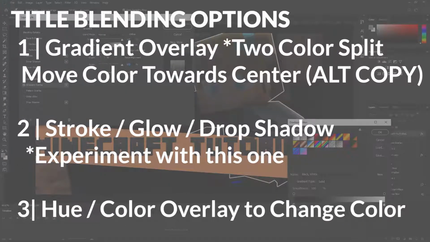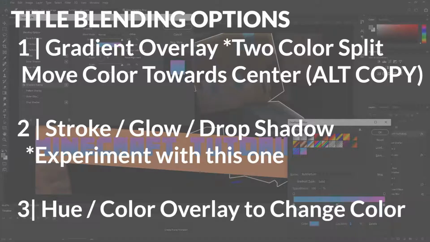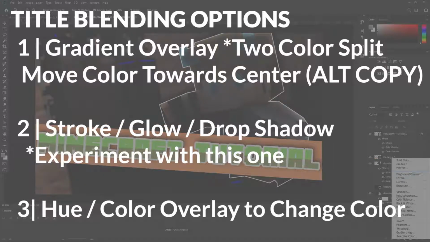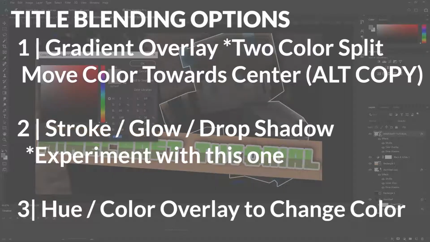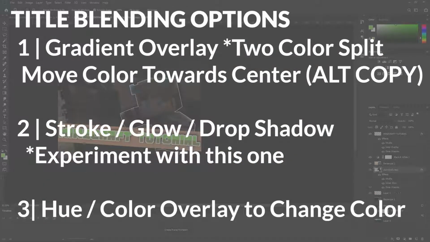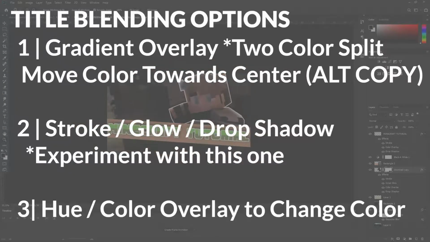I usually make my own, but here I'll split the color with a gradient overlay by taking each corner, alt-clicking each color, and moving it towards the middle so that the gradient doesn't happen. And then to separate the text in the background, I can make use of strokes, glow, or drop shadow. I urge you to experiment with these, and even a color and hue overlay will make it easier to change the color.